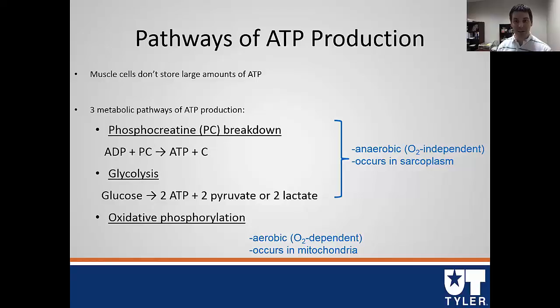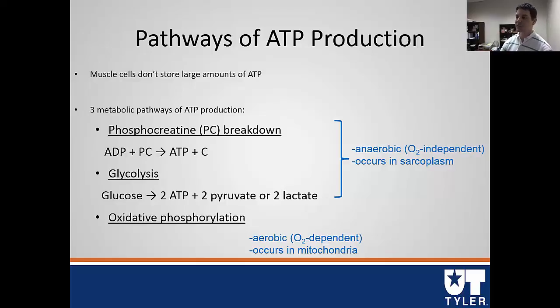Now, while some of you may be thinking, I've experienced that, you've worked out really hard and just felt like you could die, that wasn't because of a depletion of ATP. So this doesn't happen. And why doesn't it happen? It doesn't happen because we have ways of making more ATP in the cell. We have three metabolic pathways that are going to take our foodstuffs, our carbohydrates, our fats, and a little bit of protein, but pretty minimally, and convert that into ATP so that we can continue exercising.